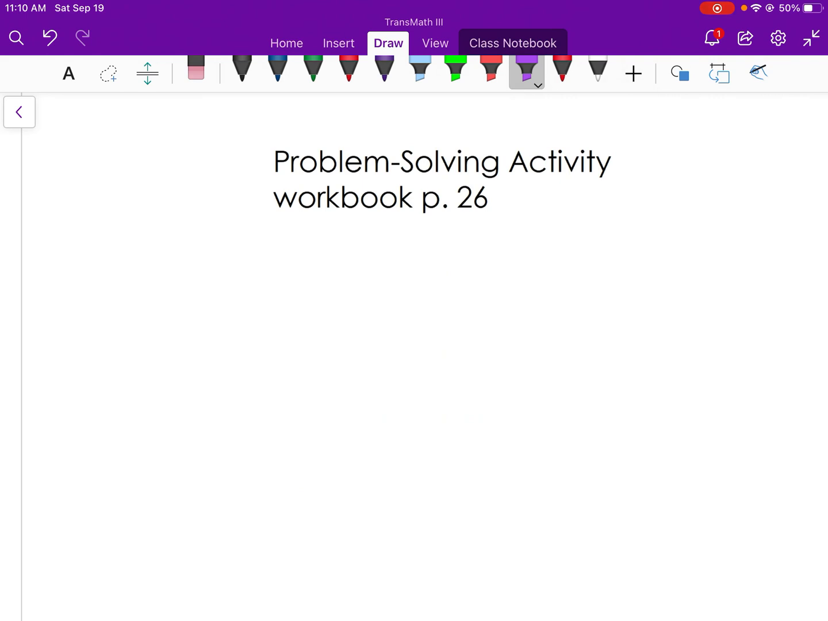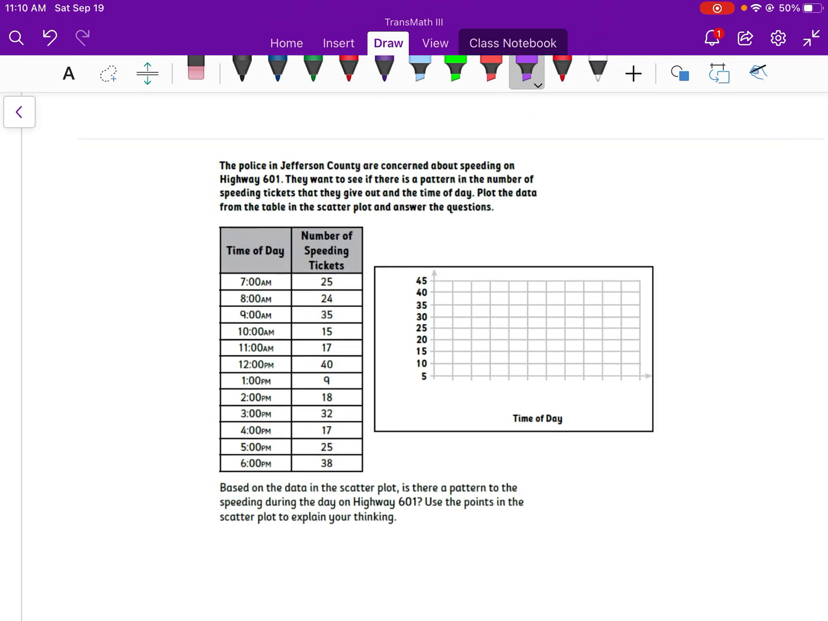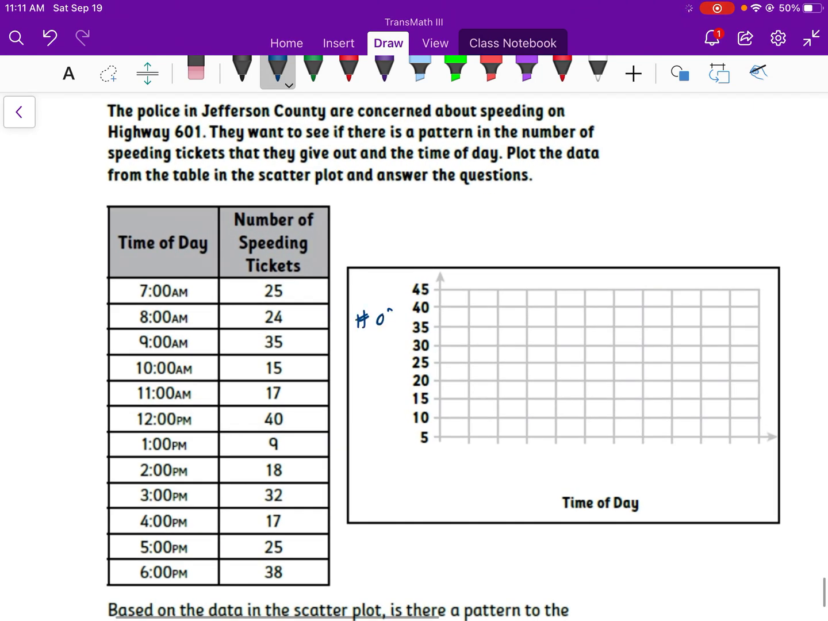So your problem solving activity, go ahead, give it a try, and pause the video. Looking at this, we're going to plot out our scatter plot. The police in Jefferson County are concerned about speeding on Highway 601. They want to see if there's a pattern in the number of speeding tickets that they give out and the time of day. Plot the data from the table on the scatter plot and answer the question. We have one of our labels, time of the day, and the y would be number of speeding tickets.